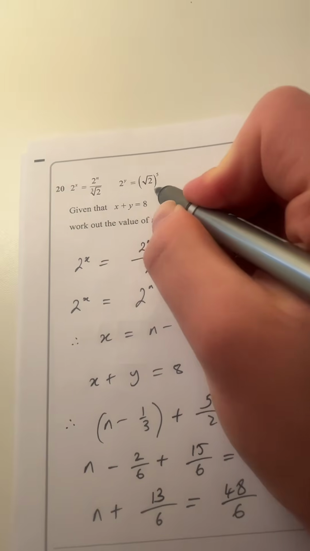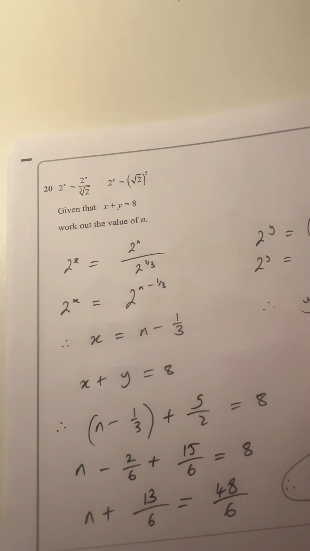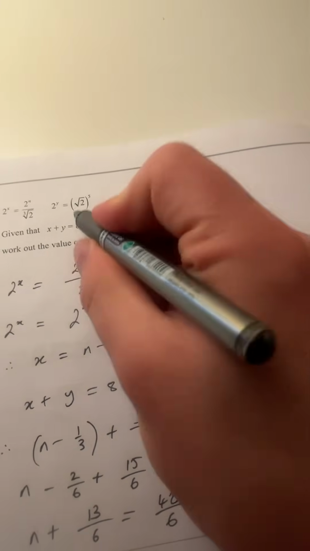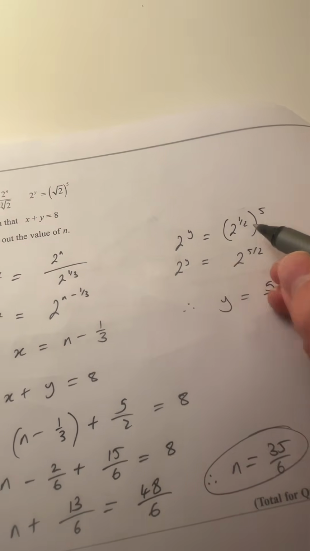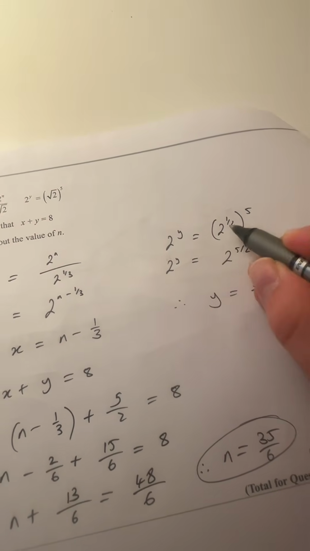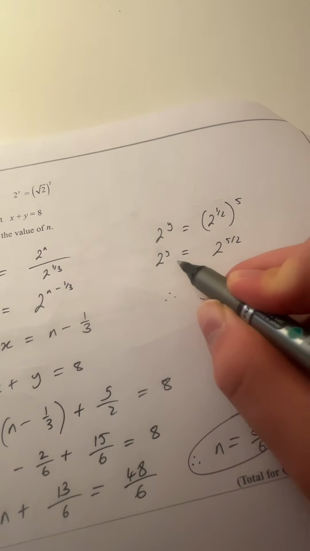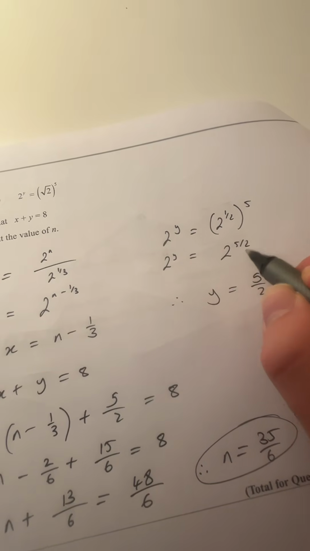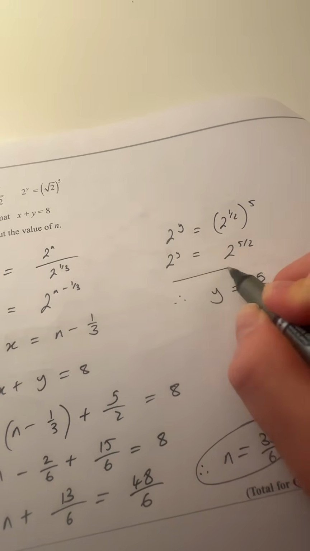And then 2 to the y equals root 2 to the power of 5. Now, if we look back, root 2 is the same as 2 to the power of a half, but we're taking that to the power of 5. So we're just going to multiply these indices through and get 2 to the y is 2 to the power of 5 over 2. So that's our equation for y.